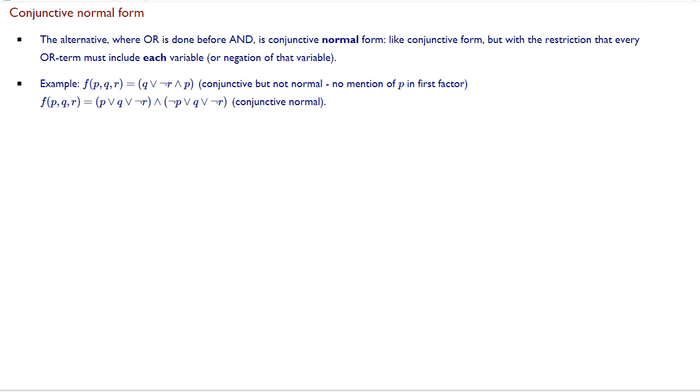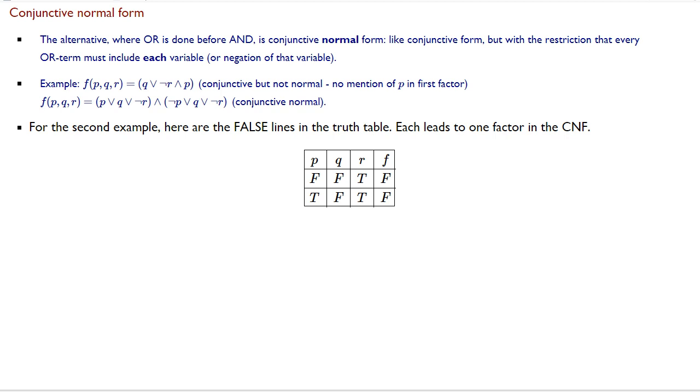So here's one. I sort of messed this up, but I'll fix it. It was meant to be Q or not R, and the problem is that P is not mentioned. And the way I'm going to fix that is to say this is either P or Q or not R, and not P or Q or not R. That's in conjunctive normal form.